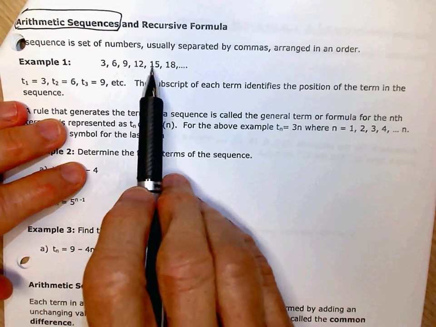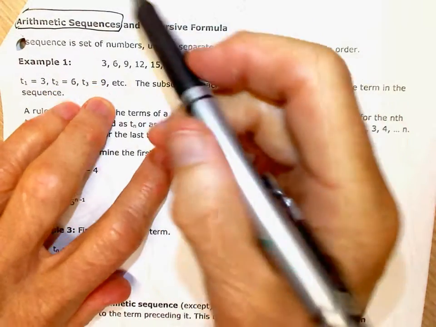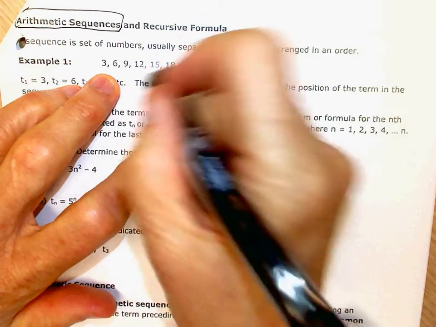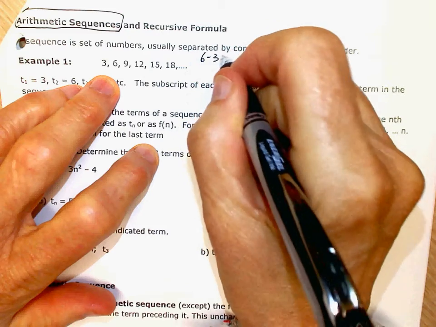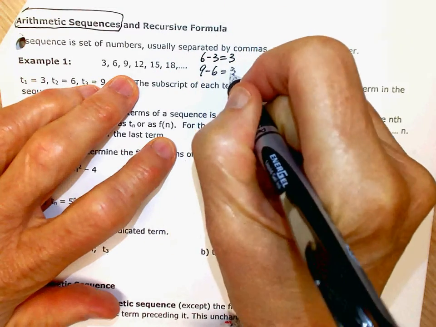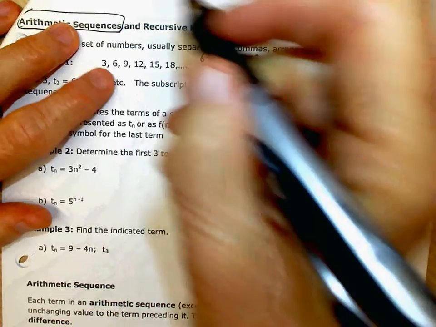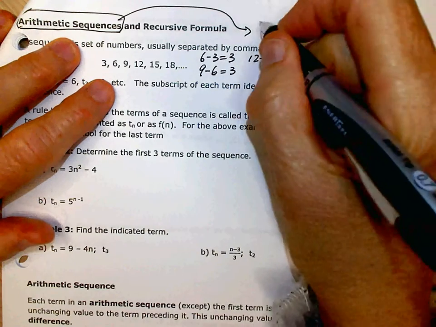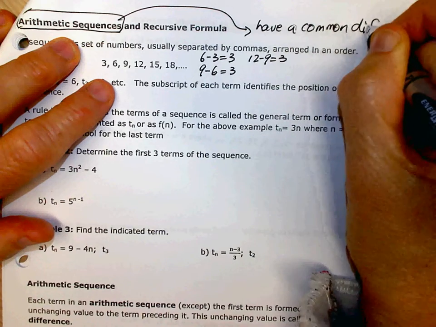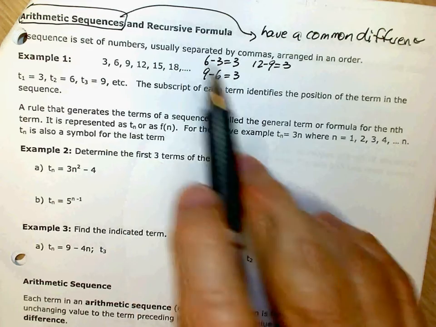3, 6, 9, 12, 15, 18. Now, an arithmetic sequence is a sequence where there is a common difference. So notice, if I were to go 6 minus the previous term, I get 3. If I were to go 9 minus the previous term, I get 3. 12 minus the previous, notice there is a common difference. So arithmetic sequences have a common difference. Even if I go 18 minus 15, there's a common difference of 3.